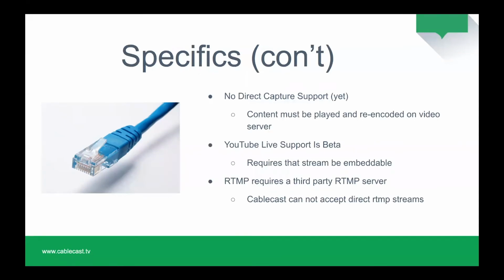So, specifics continued. We don't have direct capture support yet on the VIO system. All these different network streams are kind of different, and there's no common container that can support all of them. So we can't just capture the network stream directly to the server. You need to play it out, and then you could re-encode it on the server's encoder.